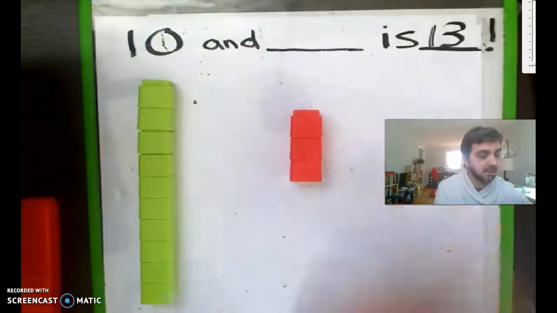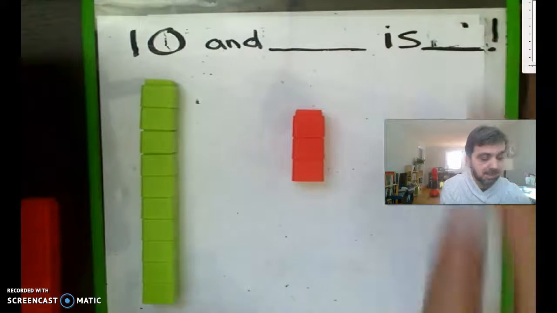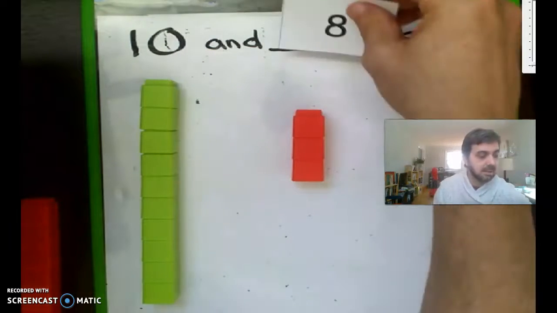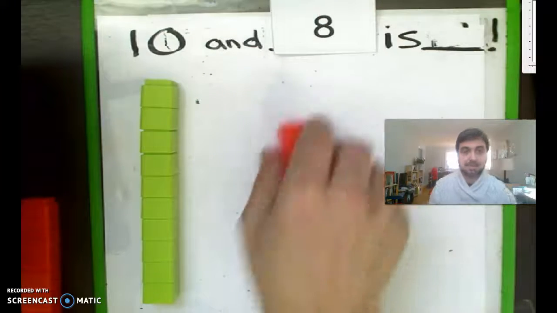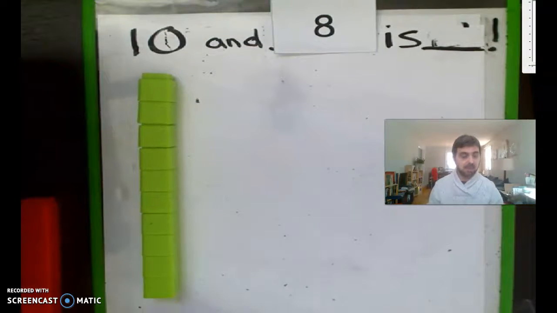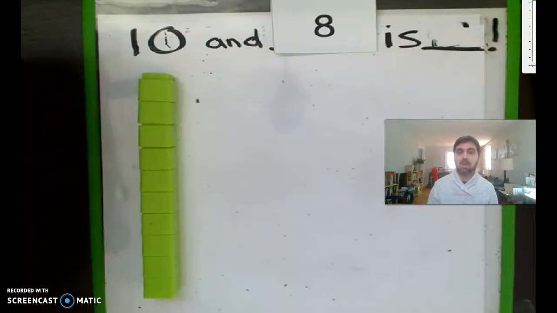All right, so let's take this 3 away. We'll erase this. I'm going to turn another card over and see what I get, all right? This time I got 8. Okay, so now I want you to keep this one. This one stays the same, okay? Keep this tower. Now build a tower with 8 cubes. All right, so do that now and come back when you have done that.